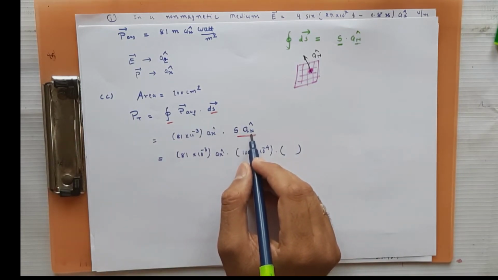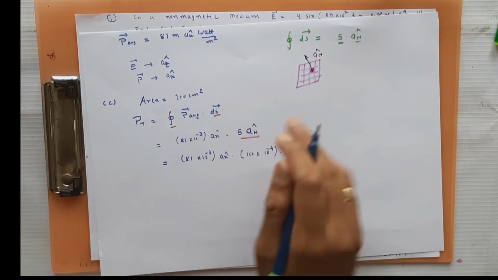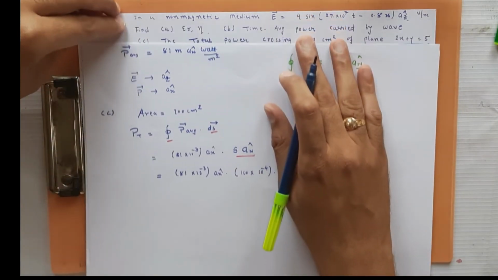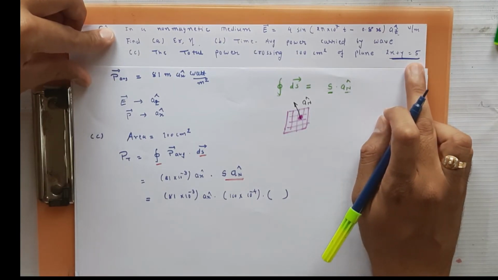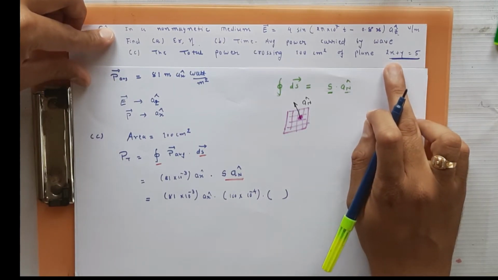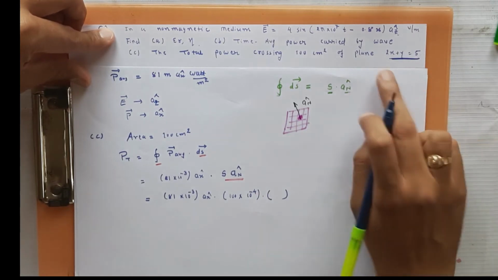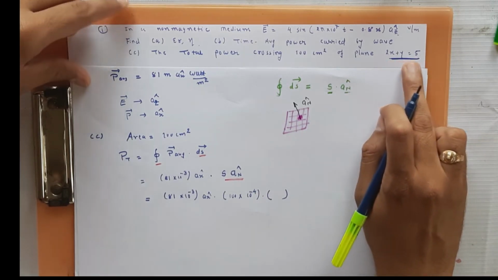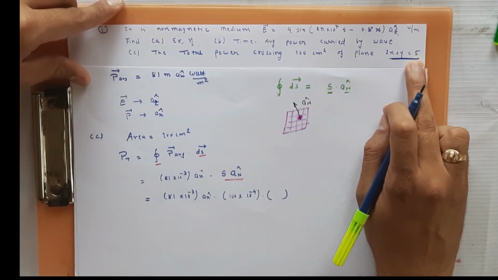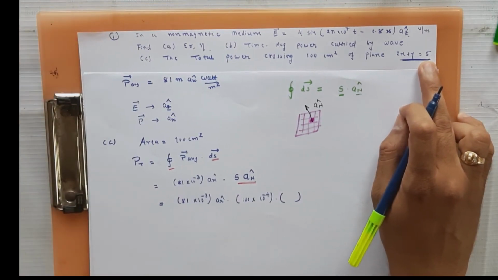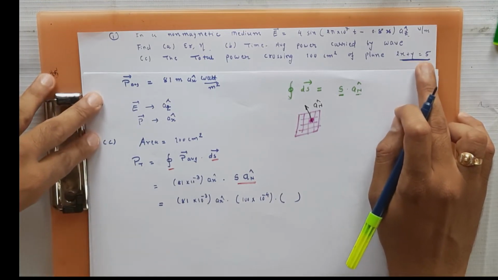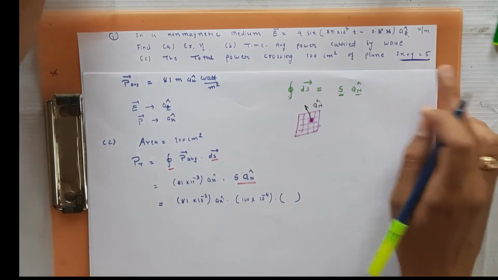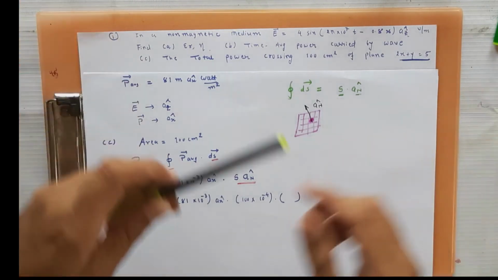an means the unit vector which is perpendicular to the surface, and the surface is given by 2x plus y is equal to 5. So now what we have to do, we have to find out a unit vector which is perpendicular to this surface, 2x plus y is equal to 5. Okay, so first of all we have to find out one vector which is perpendicular to the surface 2x plus y is equal to 5, and then we have to find out the unit vector. So how can you find it out?